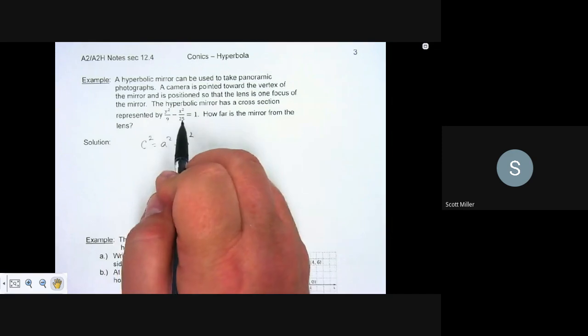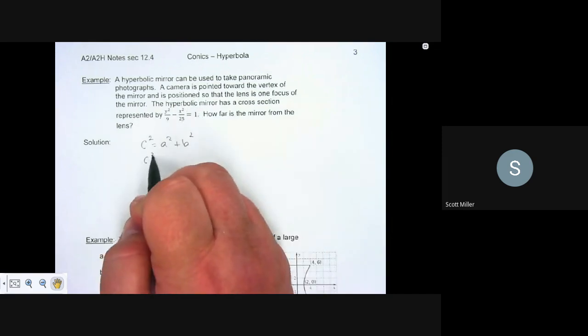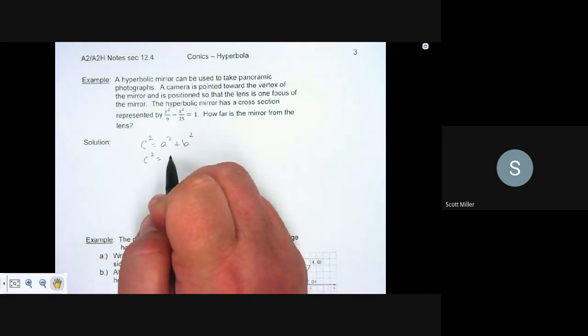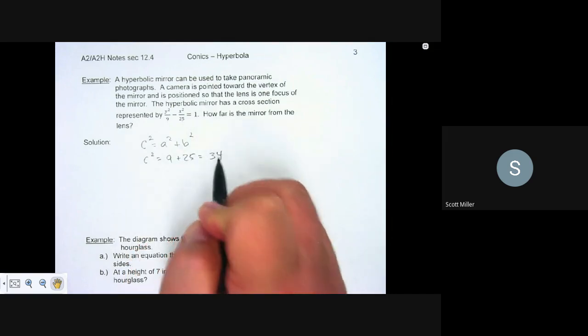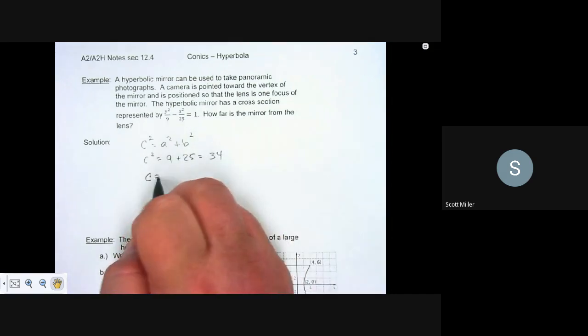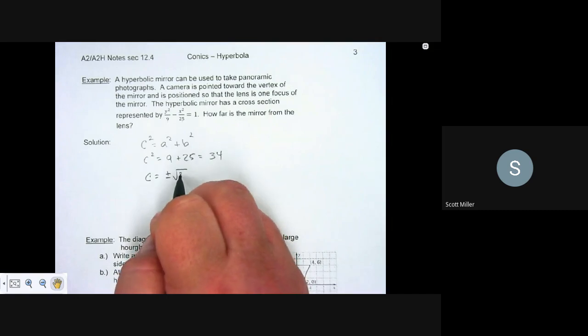There's a squared, there's b squared. So c squared is 9 plus 25, or 34. So c is going to be plus or minus the square root of 34.